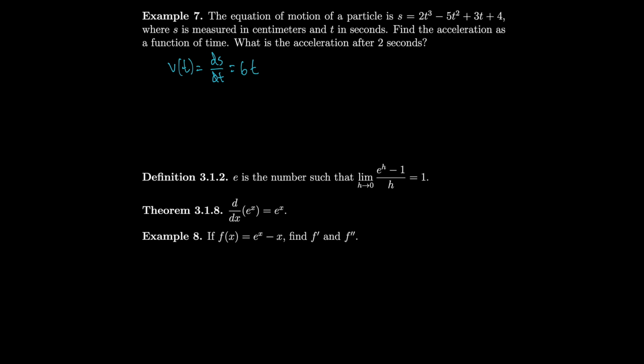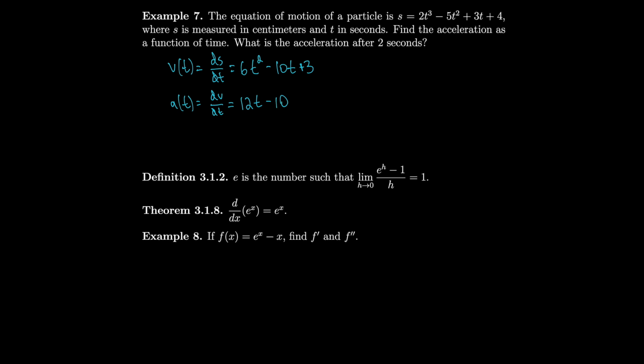So when we differentiate 2t cubed, we get 6t squared. When we differentiate 5t squared, we get 10t. And when we differentiate 3t, we get 3. And when we differentiate 4, we get 0. So that means that the velocity is that function, and the acceleration is the derivative of velocity. So instead of ds/dt, this will be dv/dt. And the derivative of 6t squared is 12t. And the derivative of 10t is 10, so minus 10.